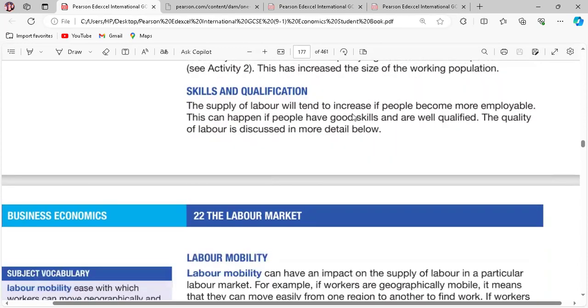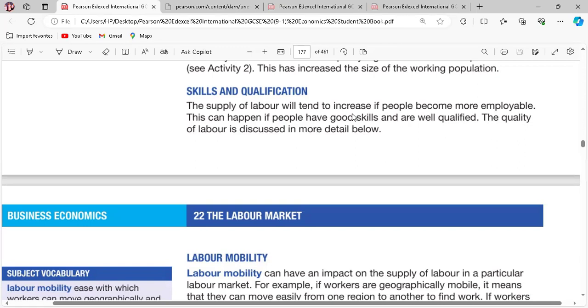The skills and qualification. The supply of labor will tend to increase if people become more employable. This can happen if people have good skills and are well qualified. The quality of labor is discussed. So the supply of labor can also be affected by skills and qualification. If people are not employable, that means they don't have the skills or the qualification required to get a job. That means they won't be able to make themselves available for a job. But if they have the skills and the requirements to work, then they will be able to make themselves available for a job. That means they are employable.